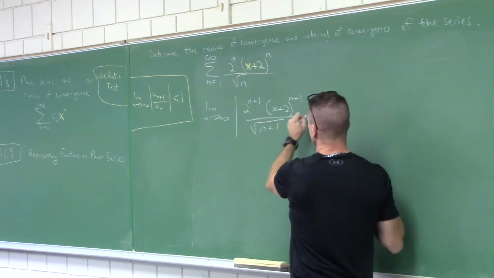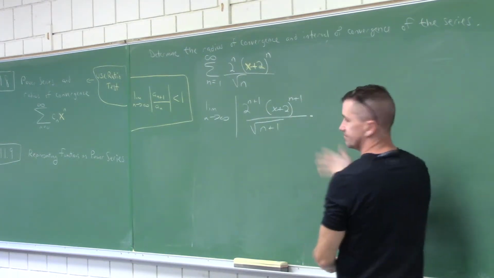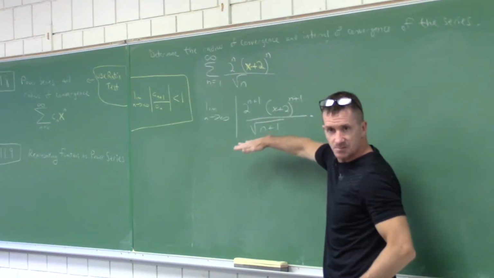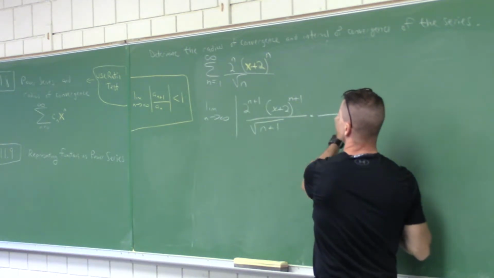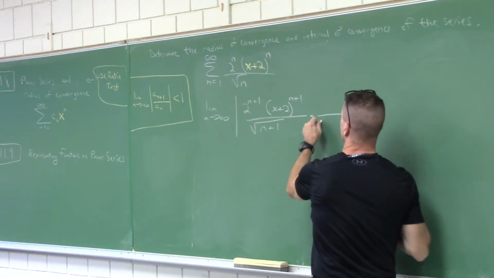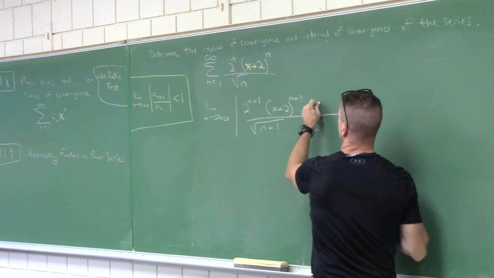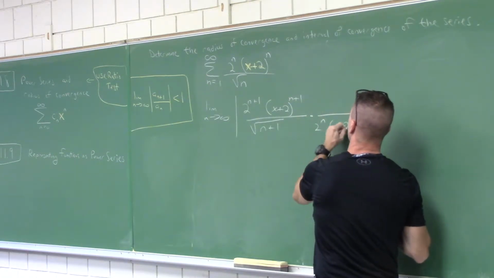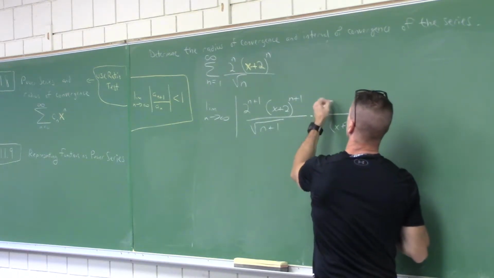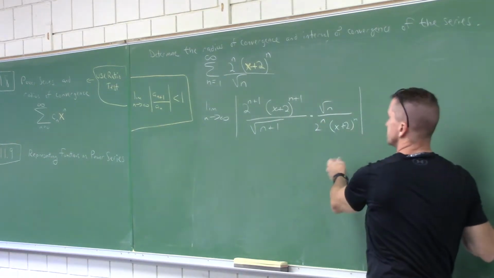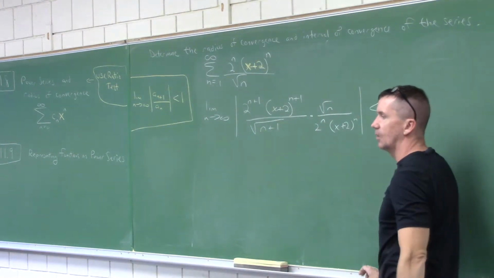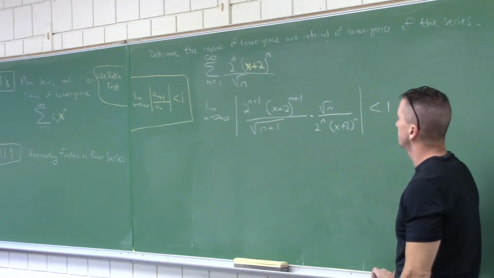Yeah. Oh, good. And then I'll just divide that by a sub n, which means multiply by the reciprocal. It goes down here. It goes up here. We got it. And this is when this limit is always less than 1.